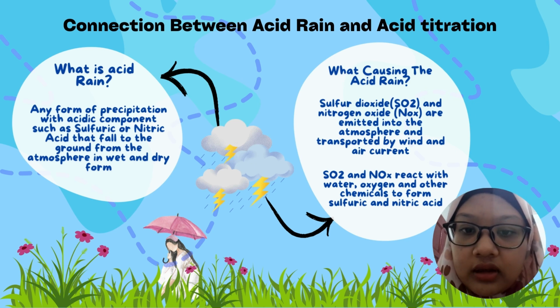So what is causing the acid rain? The cause of the acid rain is sulfur dioxide and nitrogen oxide that are emitted into the atmosphere and then transported by wind and air currents. Sulfur dioxide and nitrogen oxide react with water, oxygen and other chemicals to form sulfuric and nitric acid.